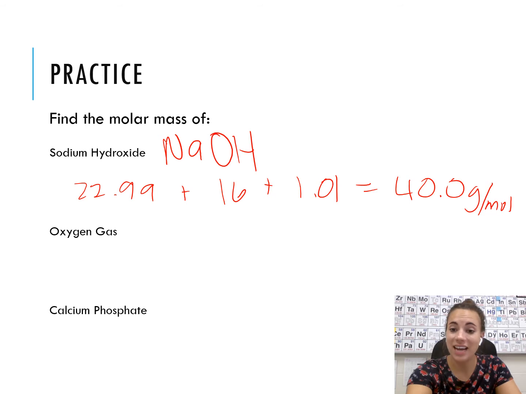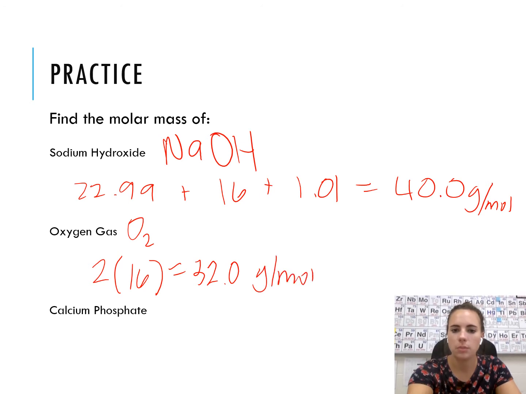All right. Oxygen gas, diatomic, its formula is O2. So I look up oxygen, which is 16, so I do 2 times 16, 32.0 grams for every mole of oxygen.